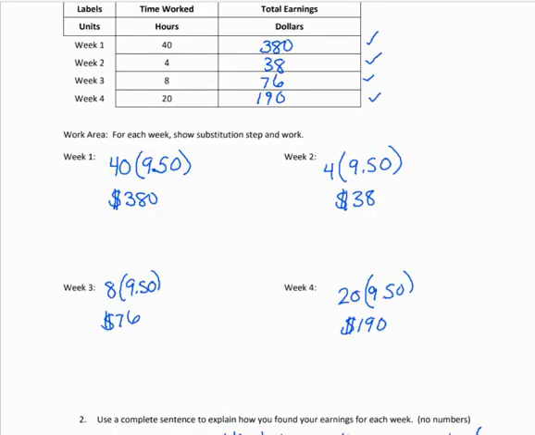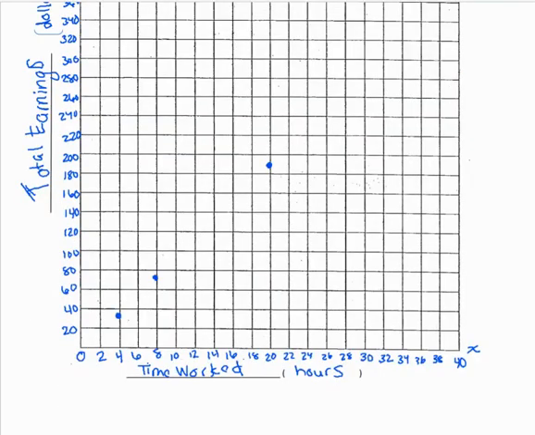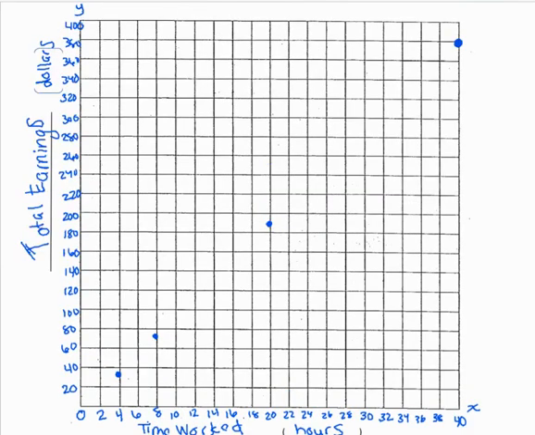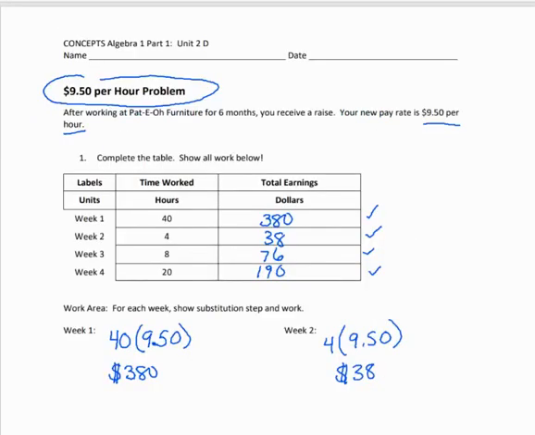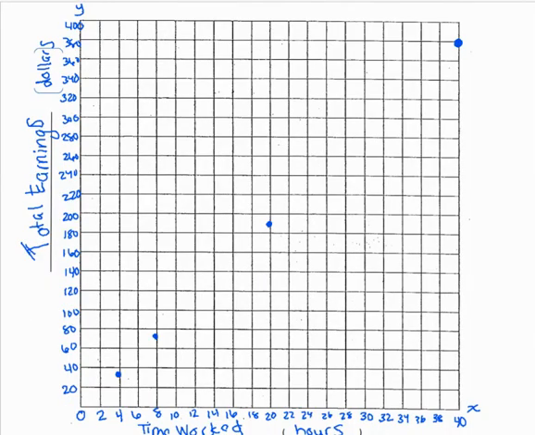So I'm just going to go through them one more time. We plotted the first one together, then (4, 38). We can go to 4, and then 38 is just below the 40. So notice I'm right below the 40. (8, 76), we go over to the 8, and then 76 is just a little below the 80. And then lastly, we had (20, 190). We go to the 20, and 190 is exactly in the middle between 180 and 200.